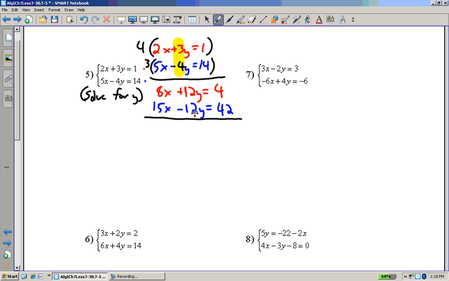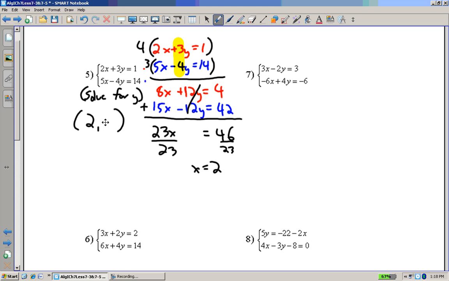And now I'm in a position where I have opposites for the y, so I'm just going to add these up. 8x plus 15x is going to be 23x. 12y minus 12y is 0. 42 plus 4 is 46. And now just solve for x. Divide both sides by 23, and x equals 2. So I know that part of my solution set is 2. I found half of it.